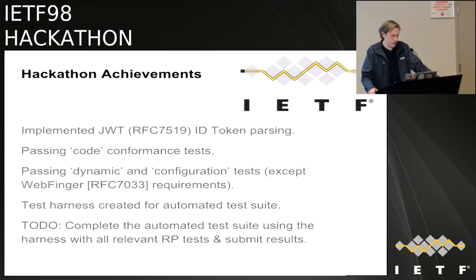In terms of the achievements, we got the JWT ID token passing implemented. We are theoretically passing the code, dynamic, and configuration tests if you exclude some WebFinger use cases. And the test harness, one of the stretch goals, has been created, but it's not fully configured yet to run through all the tests. Some of the follow-up work is going to be fleshing out that test suite, adding more of the tests in, and then finally submitting those results. So yeah, that's what we did.